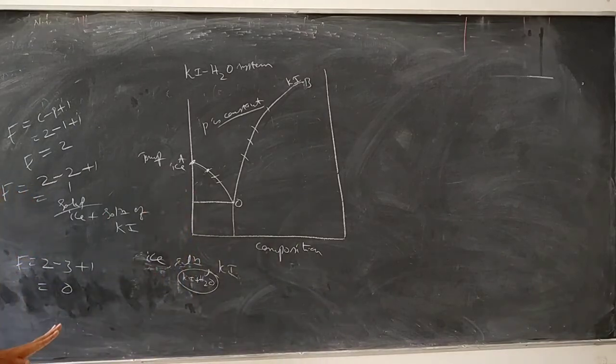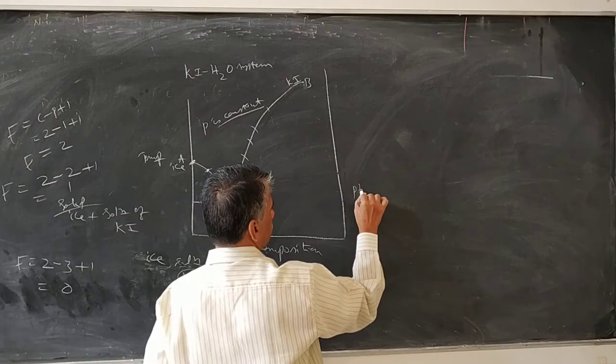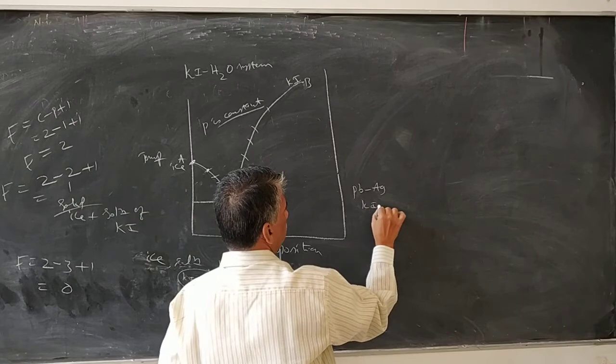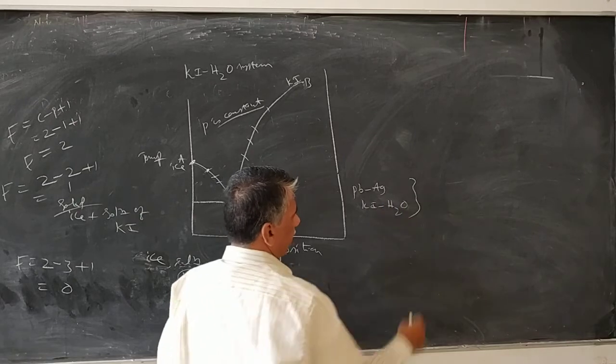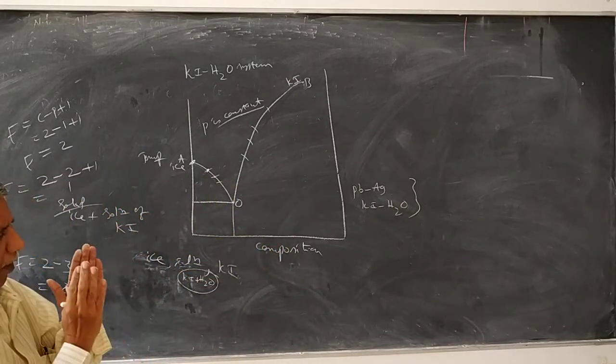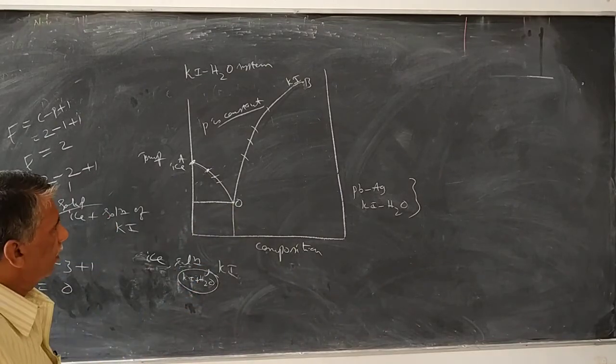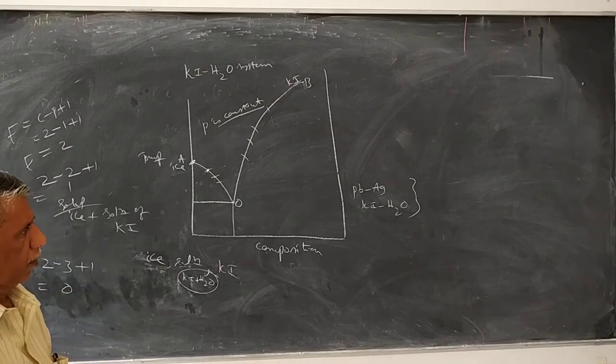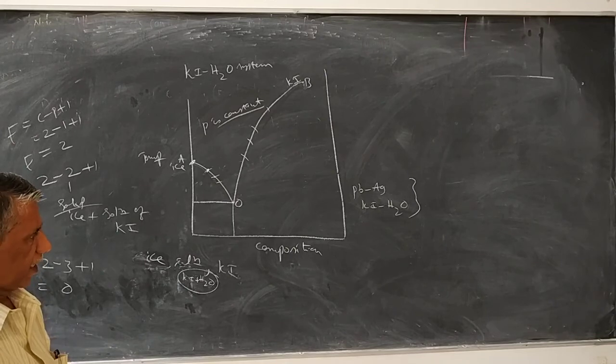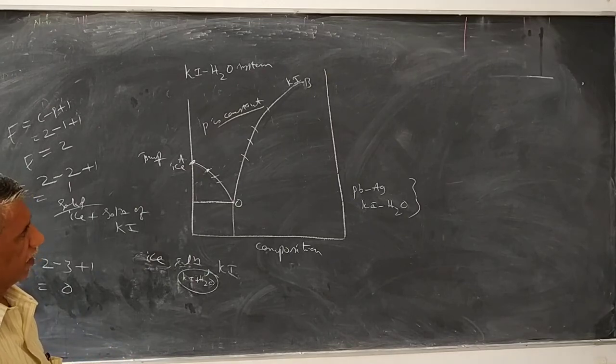So this is a brief look at the potassium iodide water system, and these two systems, the lead silver system and the potassium iodide water system, come under the two component systems with eutectic points. In the next class, I will discuss the other two systems with congruent melting points and incongruent melting points. If I discuss those two complex systems, then this chapter will be over. So in the next class, I will do it.